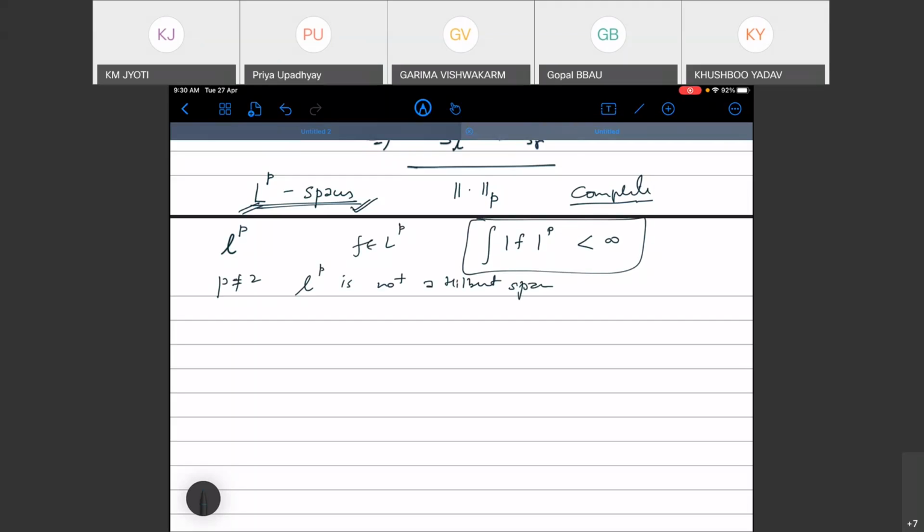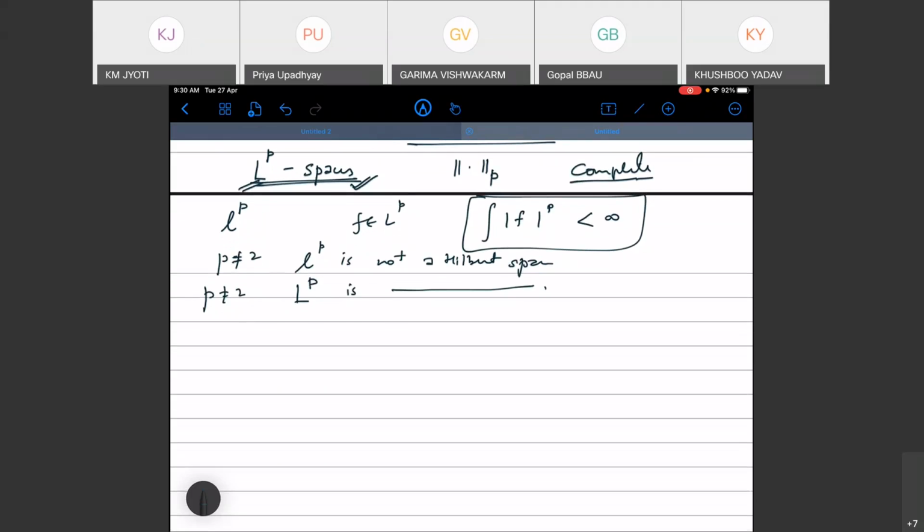Similarly, in capital LP, for p not equal to 2, LP is not a Hilbert space. So only L2 is a Hilbert space.